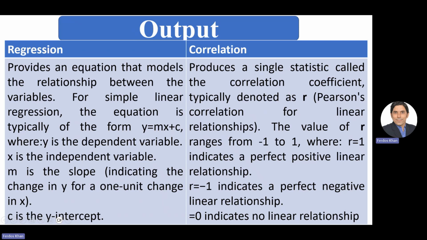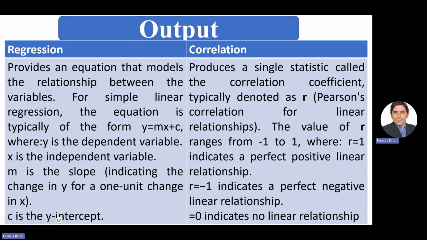Correlation produces a single statistic called the correlation coefficient, typically denoted as R, the Pearson correlation for linear relationships. The value of R ranges from -1 to 1, where R = 1 indicates a perfect positive linear relationship, R = -1 indicates a perfect negative linear relationship, and 0 indicates no linear relationship.